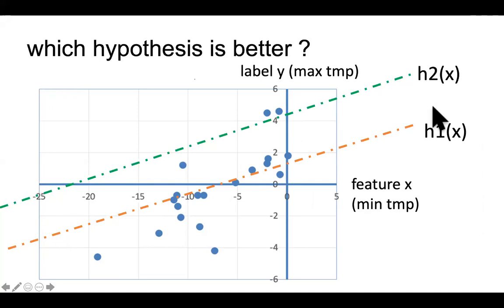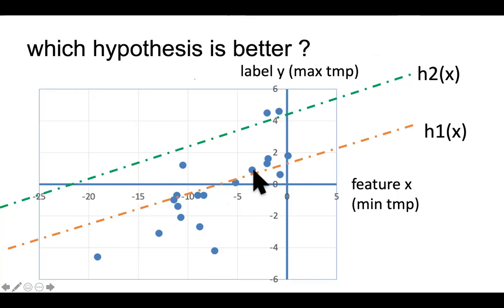H1 is better. Why is the orange better? Okay, very good comment. Orange looks closer to data. Okay, so what do you mean precisely with closer? Less loss. Yeah, you already used the term loss. So it comes up very naturally.